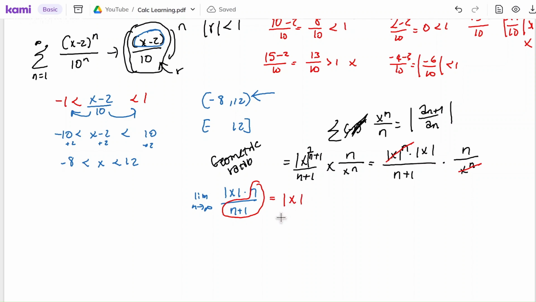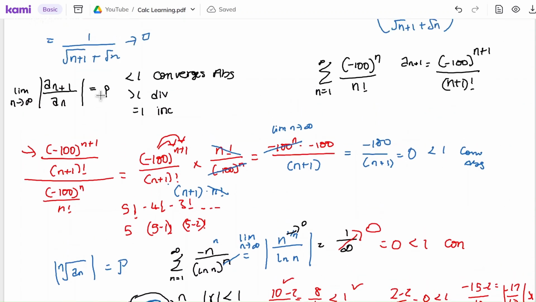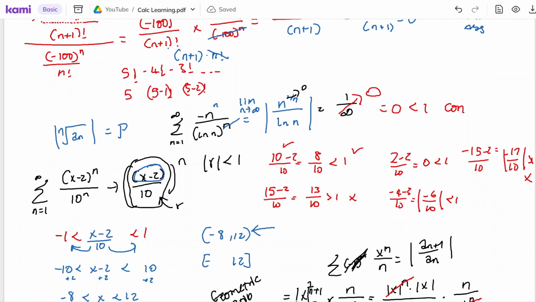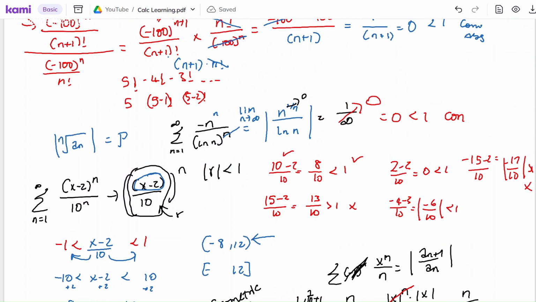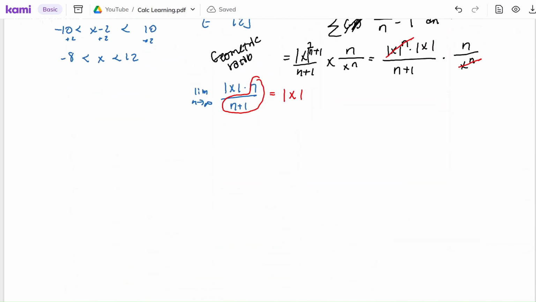And now, since we have an answer here, remember in the previous ratio test we did, whatever answer we got, the p, so this is equal to p, the absolute value of x, if it's less than 1, it means it converges. Greater than 1, it means it diverges, but it can't equal 1. So to determine the radius of convergence, it's just whatever converges. So when p is less than 1, it converges. That means this p has to be less than 1 to converge.